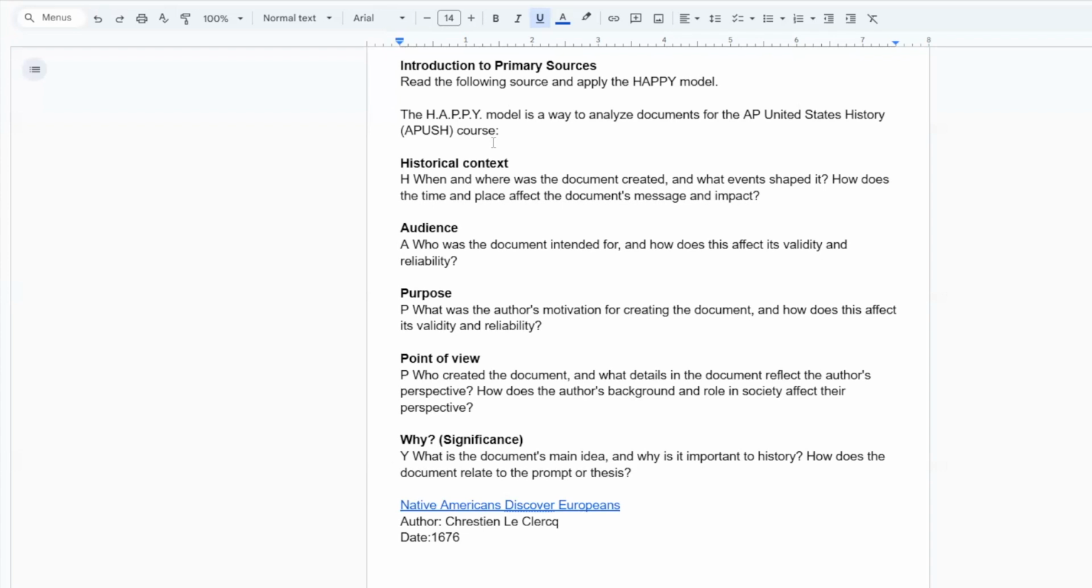And then the why in HAPPY. What is the document's main idea and why is it important to history? How does this document relate to the prompt or the thesis? If you look at the HAPP, those fall under the more descriptive side. And then why is the significance? Why is this important? What does this tell us as historians?